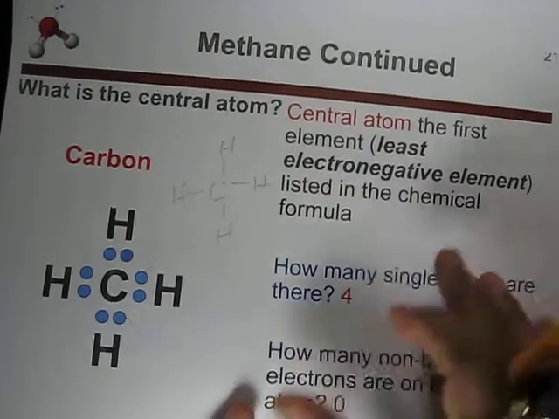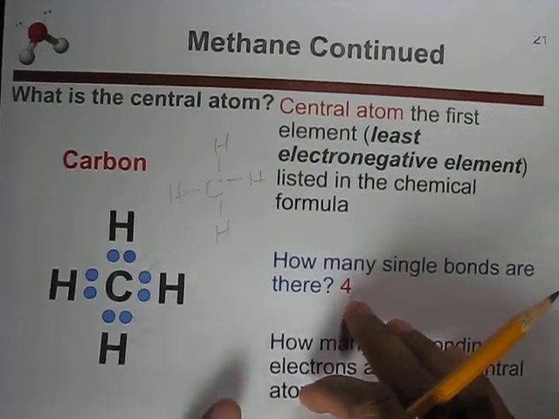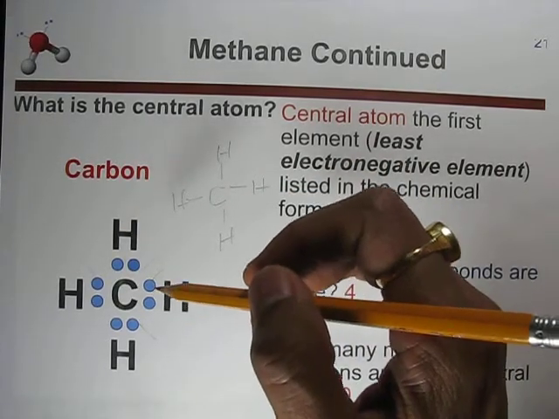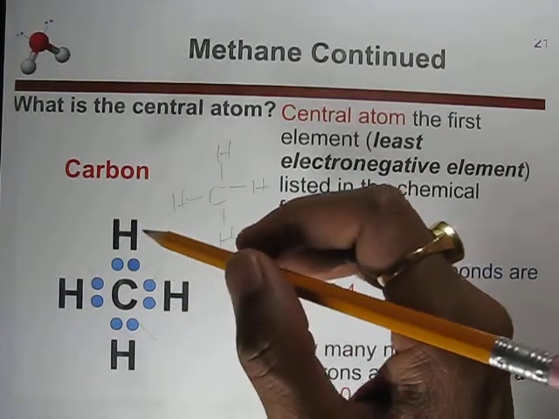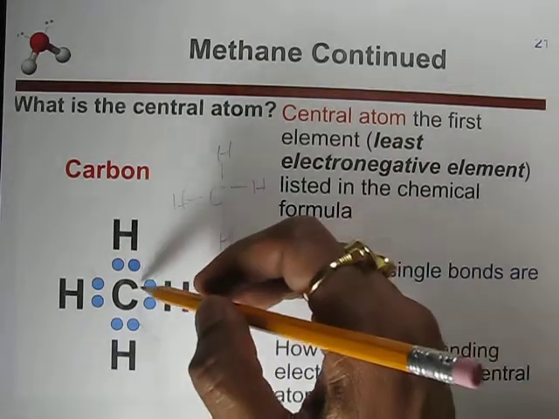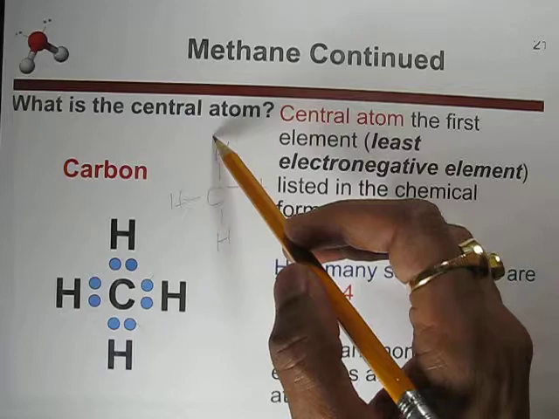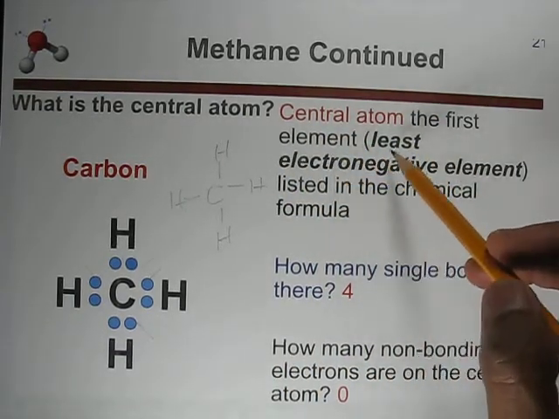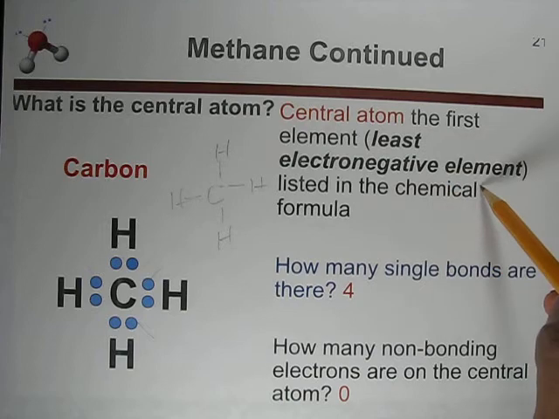So let's see how they share the electrons to make the covalent bond in methane. Basically, you can see there is 1 carbon and 4 hydrogens surrounding the carbon. So the carbon atom is considered the central atom. What is the meaning of central atom? The central atom is the first element, which is the least electronegative element.